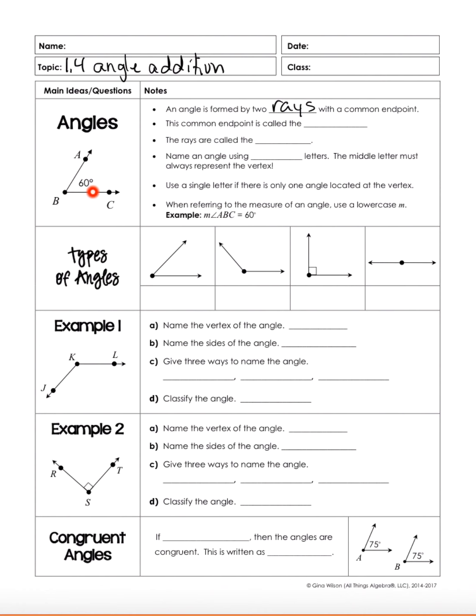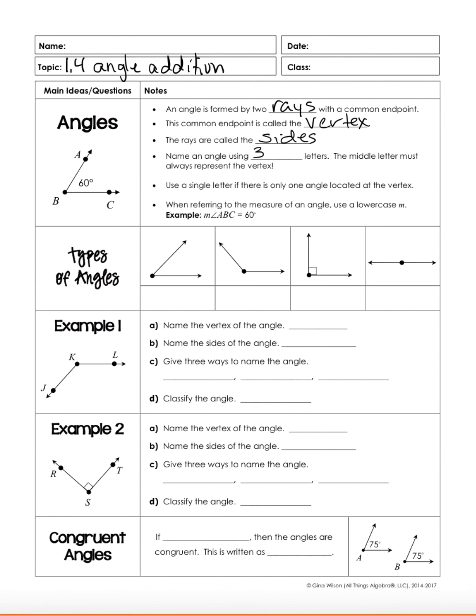Okay, a ray is part of a line that starts at an endpoint and goes forever in one direction. So these are both rays. So here are two rays with a common endpoint. That common endpoint is B, and it is called the vertex. The rays are called the sides of the angle, and we name an angle using three letters. The middle letter has to represent the vertex.